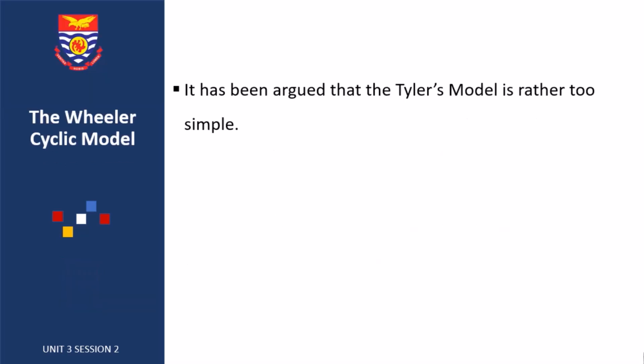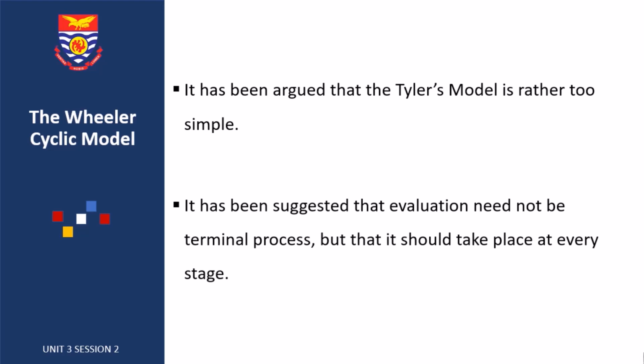Now let's look at the Wheeler's cyclic model. Now the argument has been that Tyler's model was too simple in that it was only made up of 4 phases, and these 4 phases were also linear. And we saw in the Tyler's model that evaluation can only happen at the end of the entire process. And so the suggestions were that evaluation need not be terminal, but rather it should take place at every stage. And this is what Wheeler has incorporated in his model to give us a cyclic model.